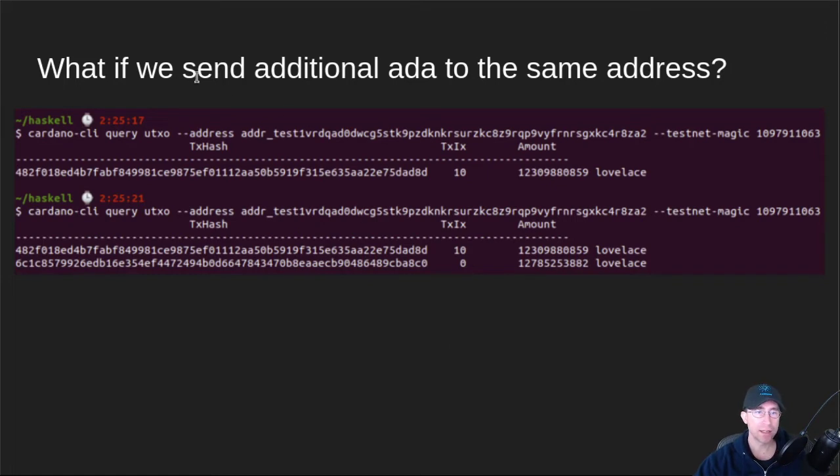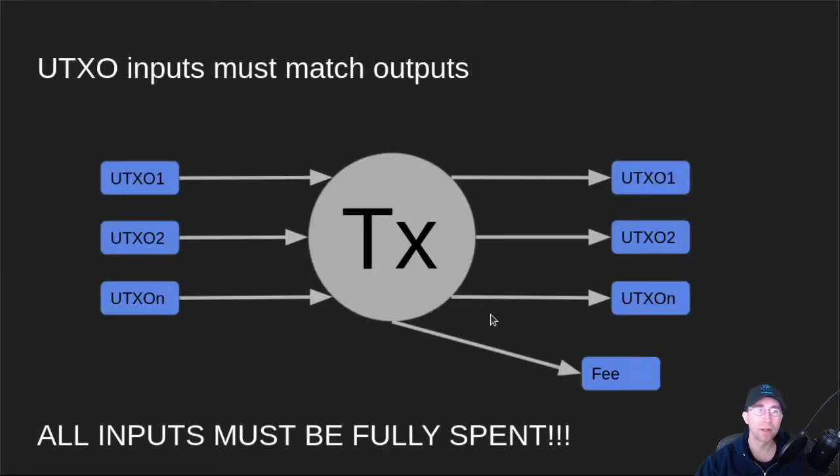So what if we sent an additional amount of ADA to the same address? Well, then you get an additional UTXO on the address. So an address can hold many, many UTXOs, or it can hold one, or it can hold none. Here we've sent some more Lovelace to this particular testnet address, and you see we get a new transaction hash, and we also get a new transaction index, which in this case is zero. So let's break it down a little bit further.